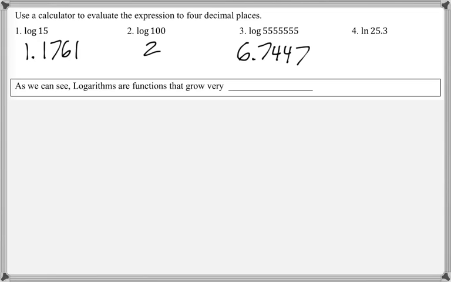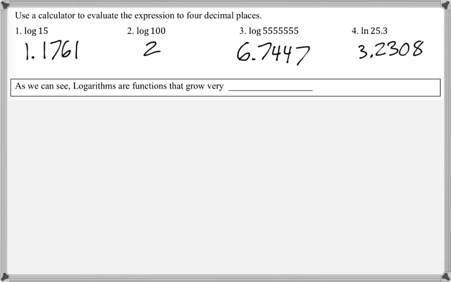But the ln key is right underneath the log key, or to the left of 4. So ln of 25.3, that is going to be 3.2308.